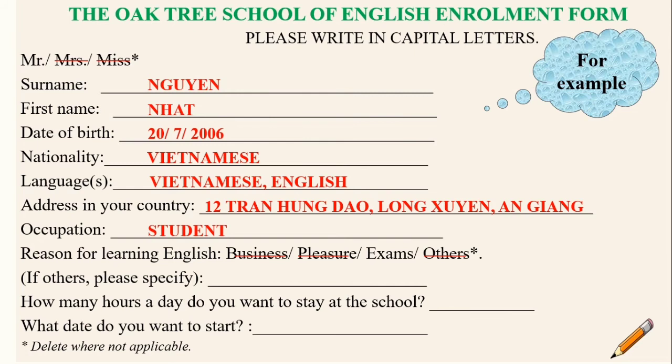How many hours a day do you want to stay at the school? For example, I want to stay in school for 4 hours, so I write 4 hours. And what day do you want to start? I write October 4th because that's the day I like. Yes. And now it's your turn to write down the information for yourself. Okay?